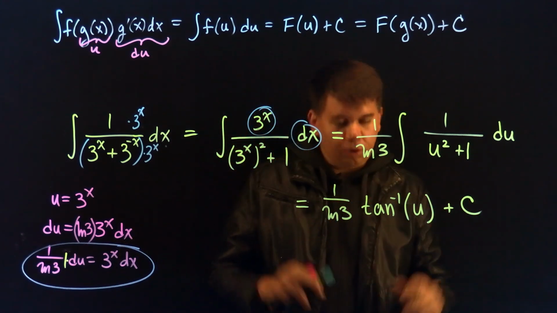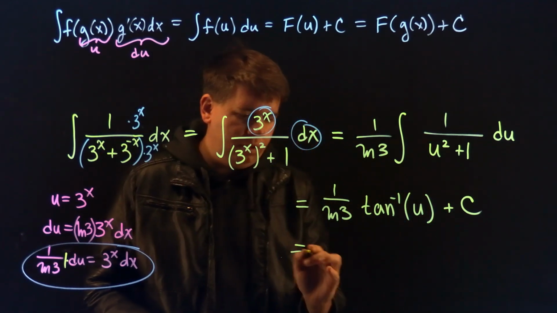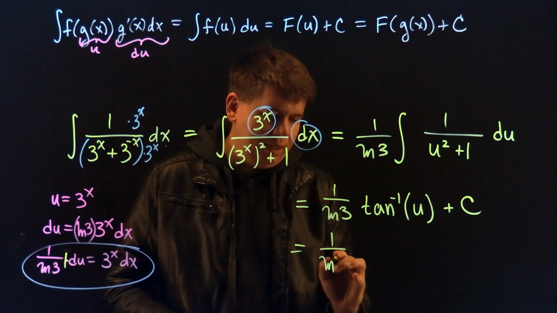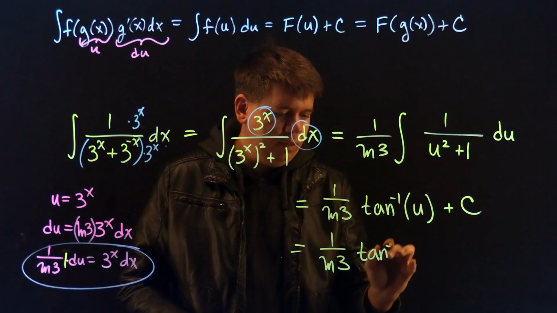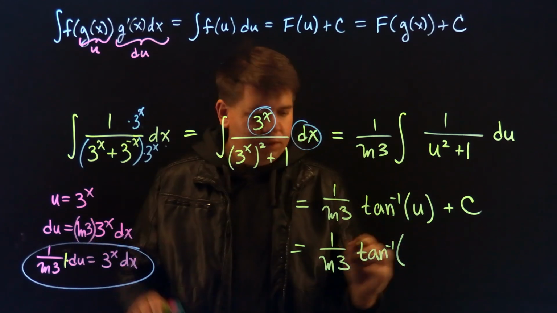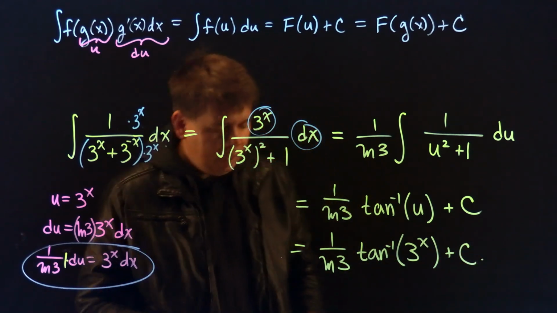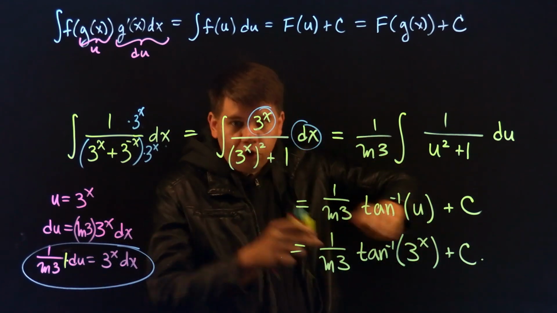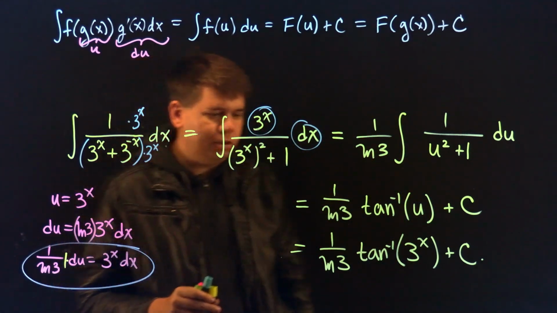So there you have it. Although we're not done yet, since we're asked the question with x's, we end by putting the answer back into the language of x's. It's 1 over ln of 3 times arctangent, tan inverse, of u, which is 3 to the x, so 3 to the x, plus c. And you can check, find the derivative of this, do out the chain rule, and sure enough, you just go through this backwards and get to the original problem.